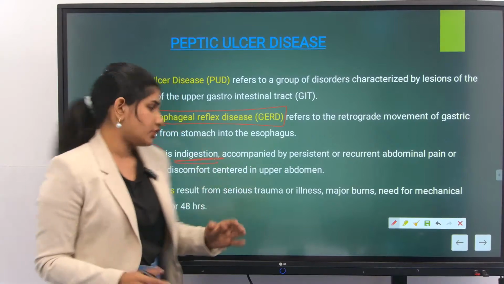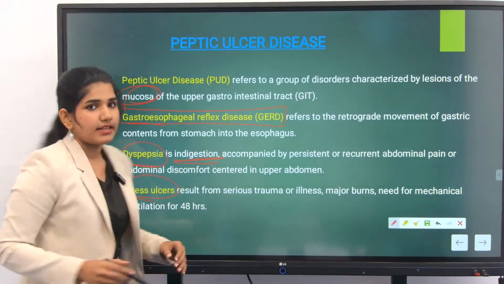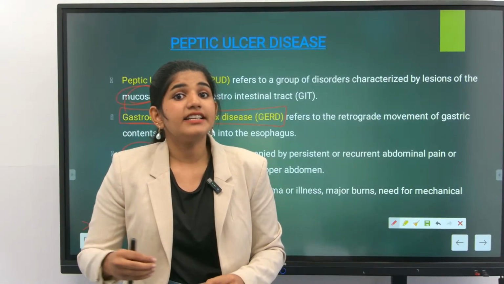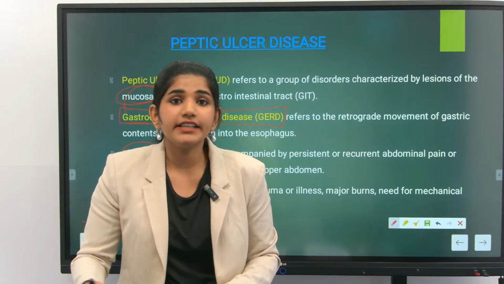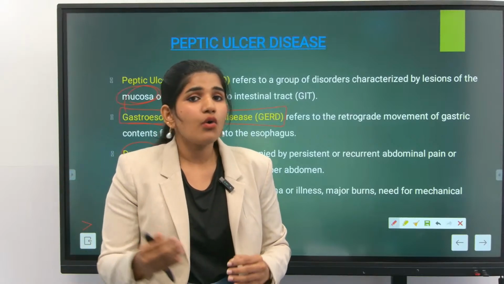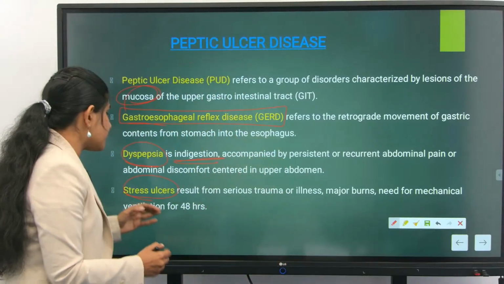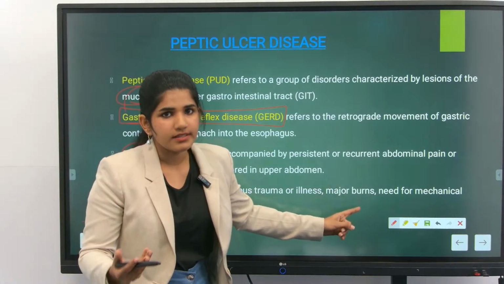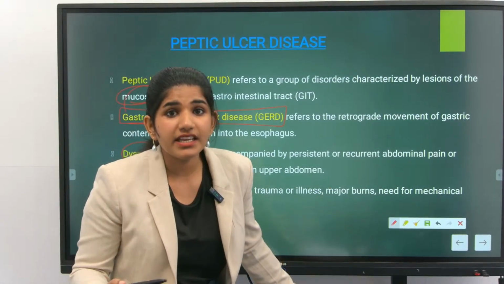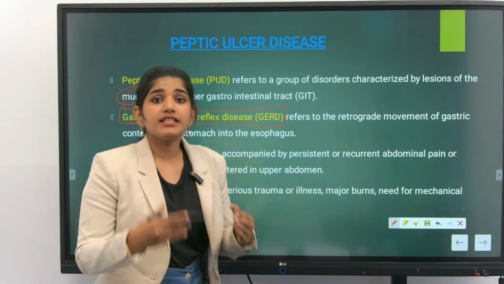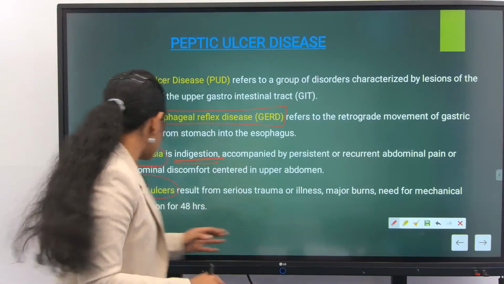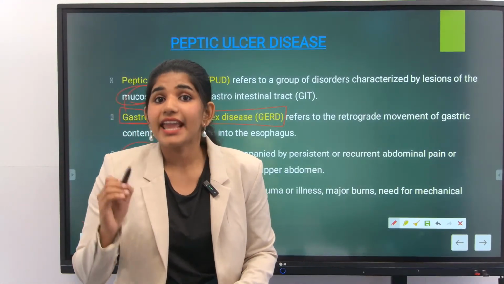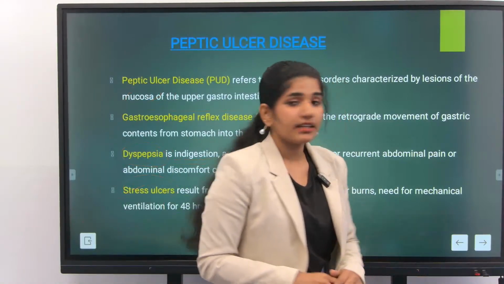This is dyspepsia. Next one is stress ulcers, or stress-associated ulcers. As the word suggests, how do stress ulcers happen? They are due to some sort of stress resulting from major accidents, trauma, or something like that. We experience stress ulcers that result from serious trauma, illness, or major burns. In such a condition, we need mechanical ventilation for about 48 hours. Okay, so these are the general terms.